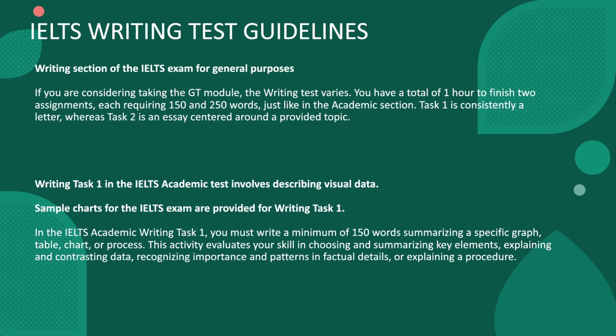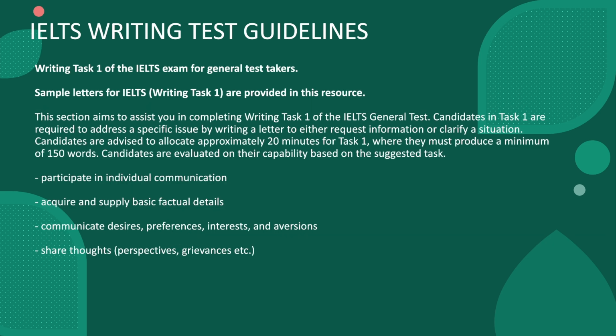So you'll be provided with a chart. You have to explain it in 150 words. You have to summarize key elements, explaining the contrasting data between the graphs and recognizing the importance and patterns in the factual details. The writing Task 1 of the IELTS exam for general test takers.